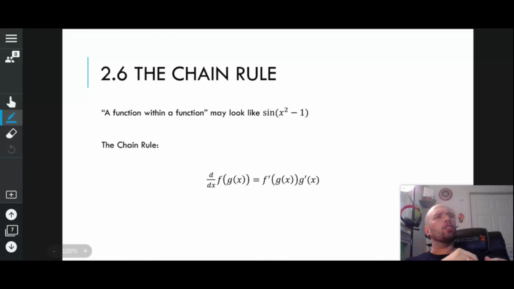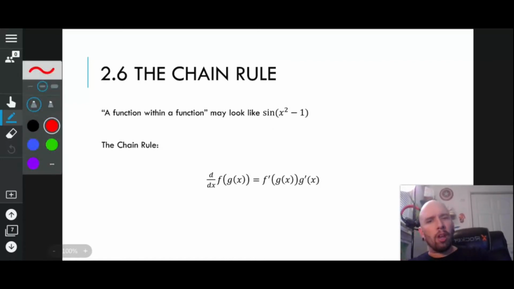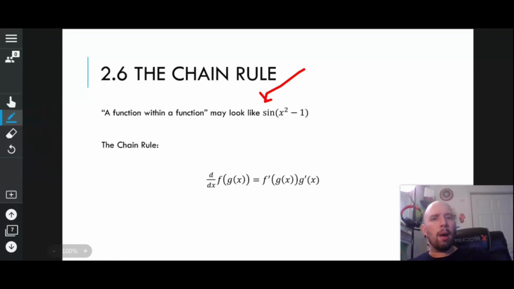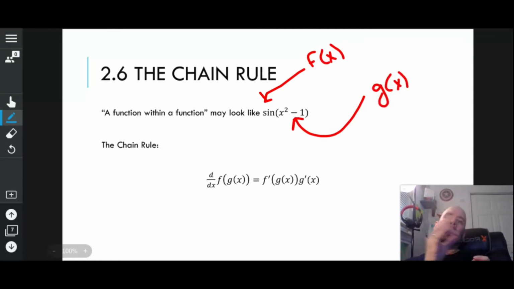A function within a function is also known as a composite function. In this case, I have a function living inside a function. Usually I have sine x, but in this case I have sine of x squared minus 1. So I have a function, a g of x, living inside another function, f of x. So this could be rewritten where sine is my f of x and g is my inside stuff. I'm going to have outside stuff and inside stuff.